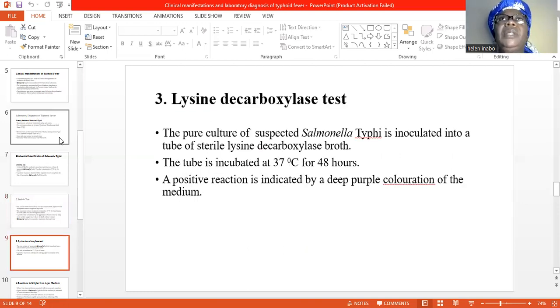The third biochemical test to be conducted is the Lysine decarboxylase test. The pure culture of the suspected Salmonella typhi is inoculated into a tube of lysine decarboxylase broth or Agar slant of the same medium. Either the broth is used, the liquid medium, or the solidified medium, the Agar form, having a slant or a slope. The tube is incubated at 37 degrees Celsius for 48 hours. A positive reaction is indicated by a deep coloration of the medium.